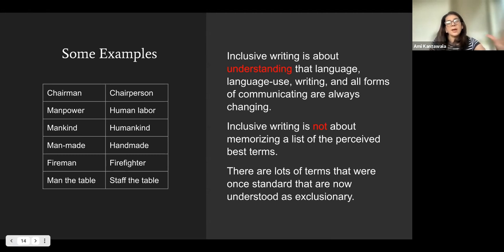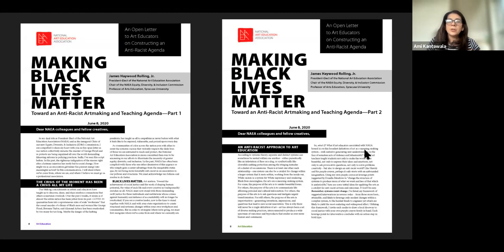As I said, I will share these and you'll have access to a lot more information about this, but this is just to give you an overview as you think about ideas. I want to point out the two letters that our current NAEA president, James Rowling, who is my colleague and a dear friend, wrote last year when Amy was editor: Making Black Lives Matter: Towards an Anti-Racist Art Making and Teaching Agenda, Part 1 and 2. If you have not read it, I highly recommend that you read it, print it, post it in your classroom, and implement everything that James writes in here, because it is really going to help us shift the way we think about our teaching and learning.